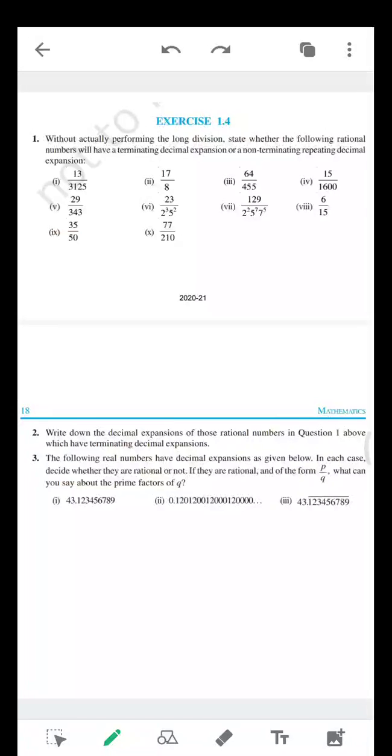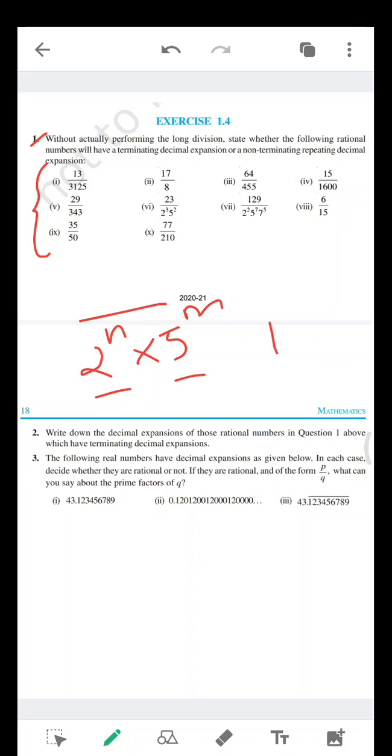Welcome back, everyone. Hope you remember the last session in which we did question number 1. In this question, we found out which of these are terminating or non-terminating decimals. We said that if the denominator can be written in the form of 2 power n and 5 power m, or I can say 2's and 5's, then they are terminating. We said the first one is terminating, the second one is also terminating.